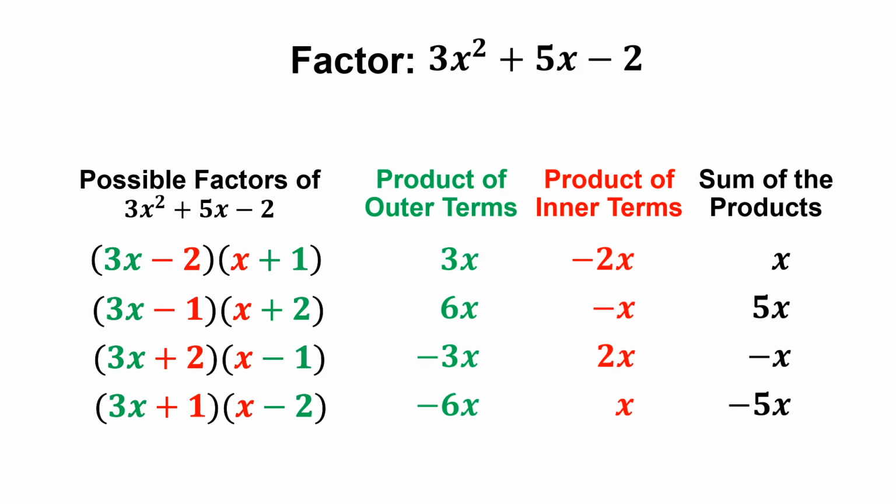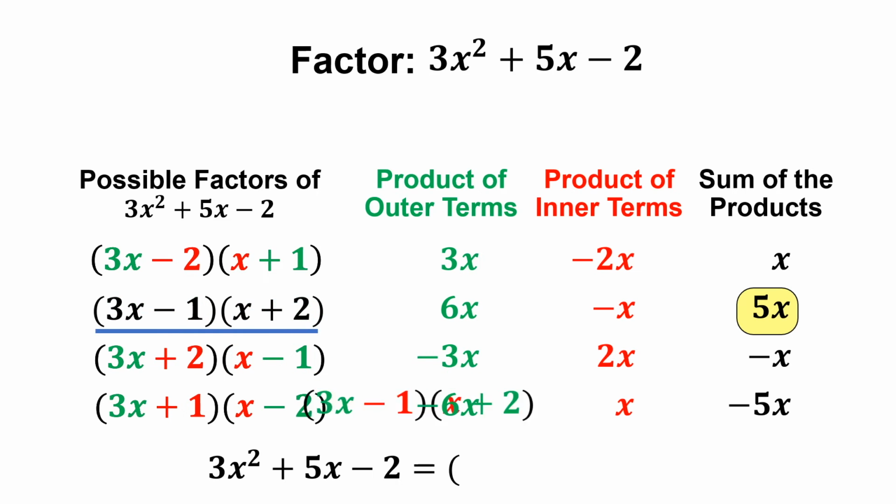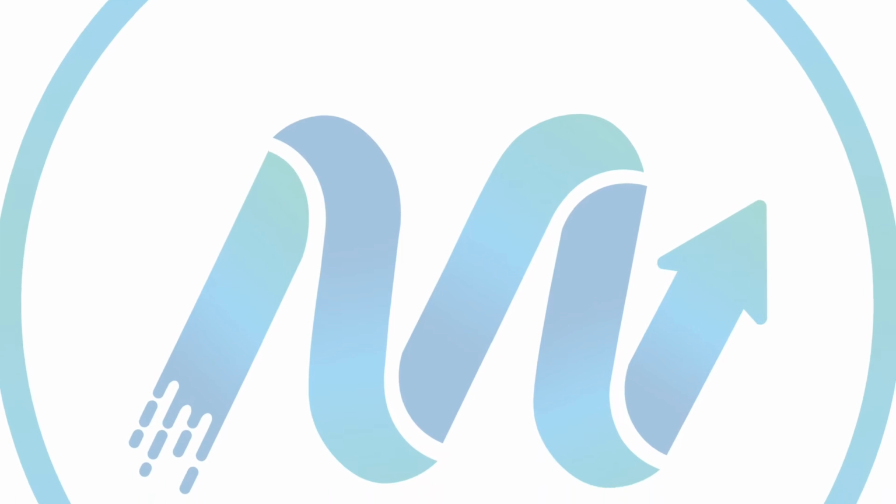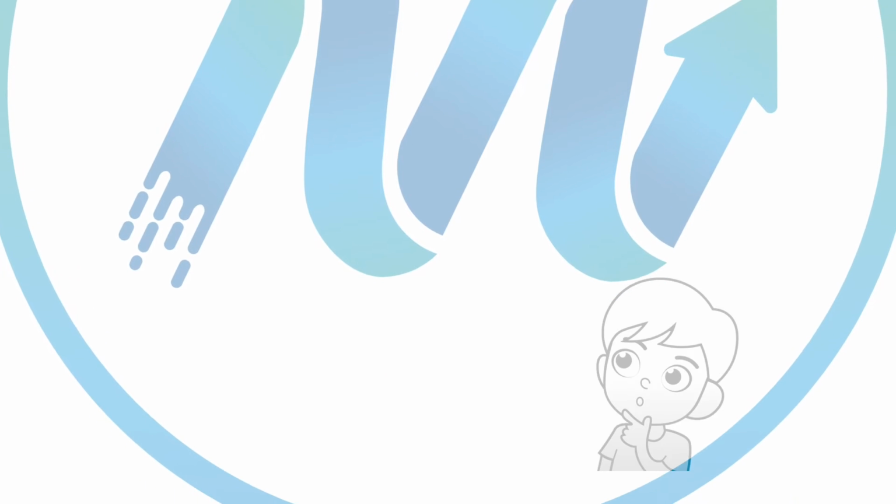Sa mga product na ito, hanapin natin ang equal sa linear term o yung middle term na 5x. At gamitin ang mga corresponding factors nito bilang sagot sa ating factoring problem. Sa makatwid, ang factored form ng 3x squared plus 5x minus 2 ay 3x minus 1 times x plus 2. Let's shorten the solution, but be ready to use mental math.